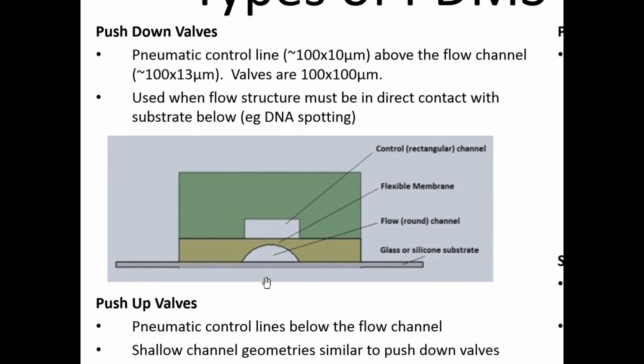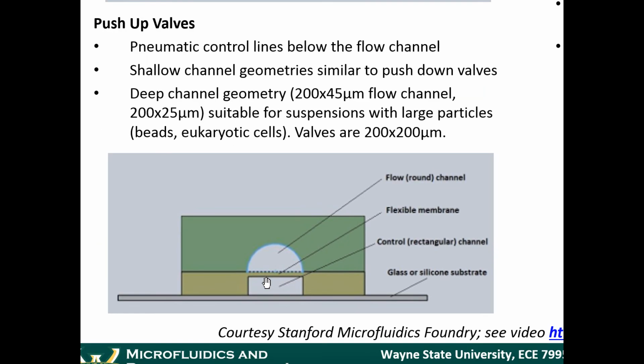A more common design is the push-up valve. In the case of the push-up valve, the gas line, the pneumatic control line, is actually below the flow channel. Your thin PDMS layer looks like this. It's a rectangle, so in this case you don't do the reflow of the photoresist. But in the upper layer, you do a reflow so that you end up getting a rounded profile like this. Now, can anyone think of why you're rounding? Why are we making the upper channel round?